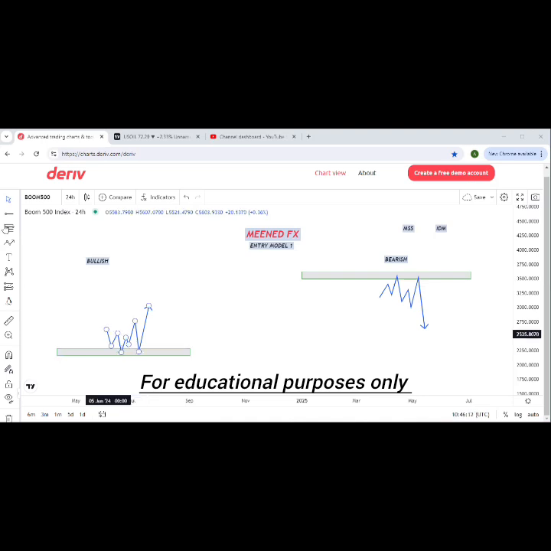structure. All right, so let me do a little correction here. I want to see a change, a market structure shift, a change in market structure on this time frame. If you have not watched my market structure video, try to watch it. It's going to give a little clarification to what I'm trying to explain.